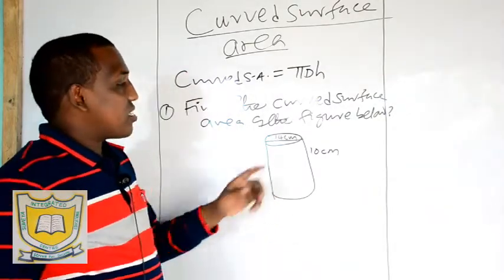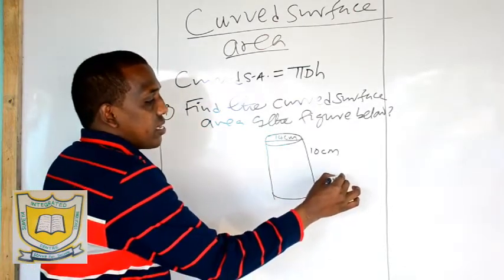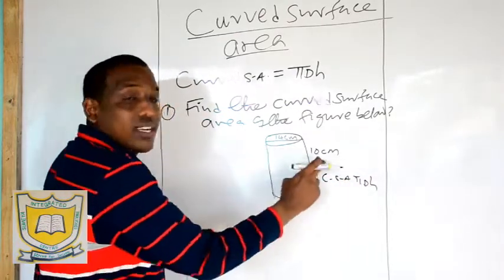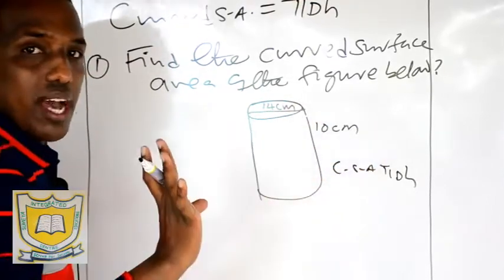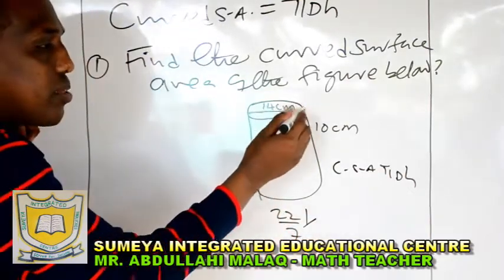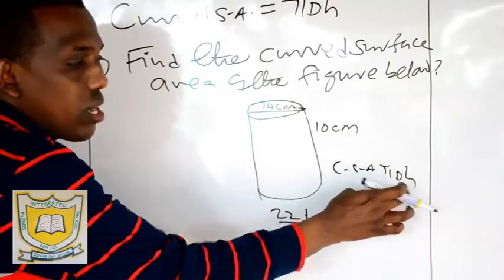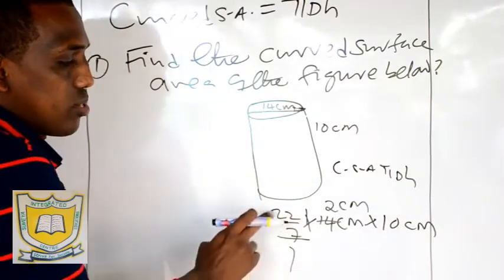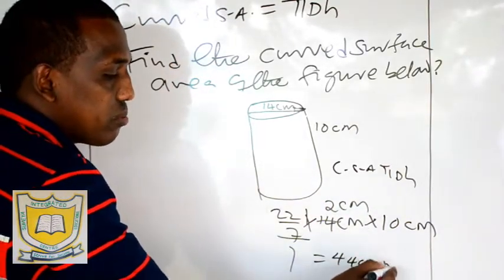How do we get the curved surface area of this figure? The formula says curved surface area is equal to πdh. So let us use the formula now. This is the diameter and this is the height. We get the circumference πd of this circle, then multiply by the height, only that. So 22 over 7 times the diameter, which is 14 centimeters, times the height, which is 10 centimeters. 7 into 14 is 2. 22 times 2 is 44. 44 times 10 is 440 centimeters squared.